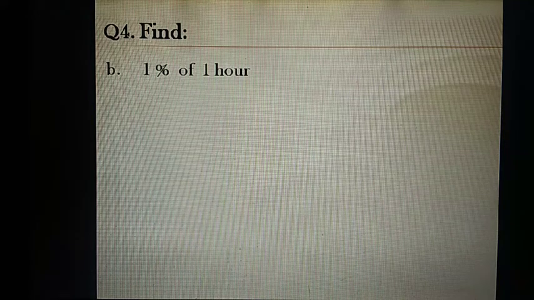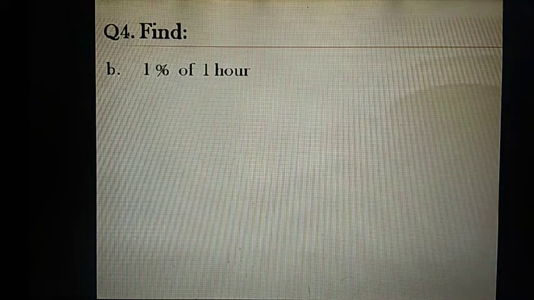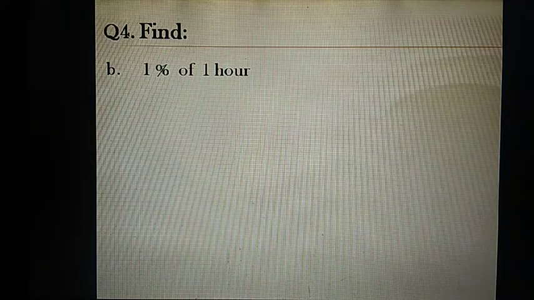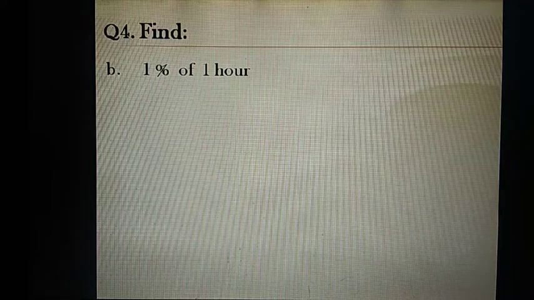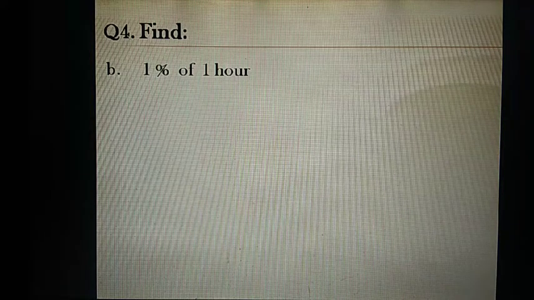B. 1% of 1 hour. Now here we are supposed to convert hour into minute, or you can convert hour into seconds. It depends upon you in which unit you want to convert.